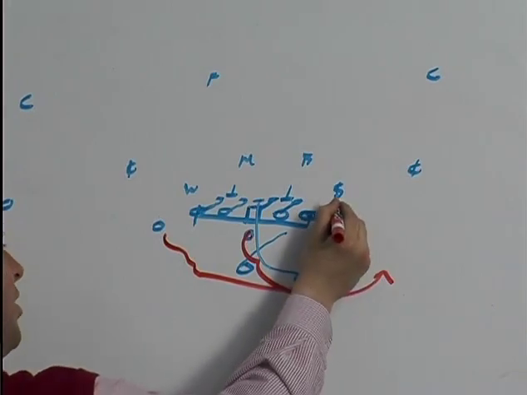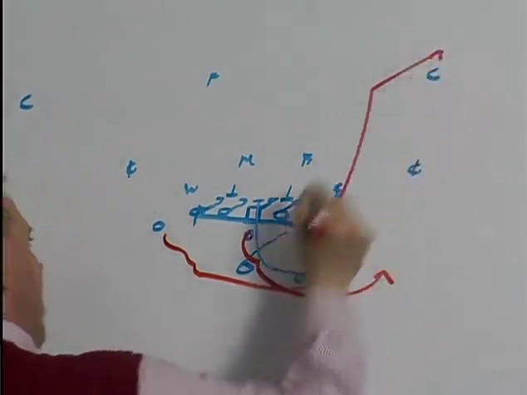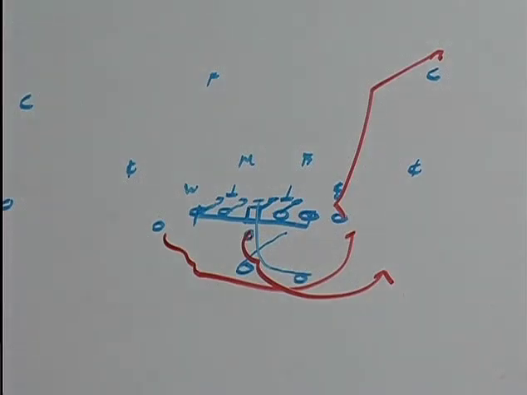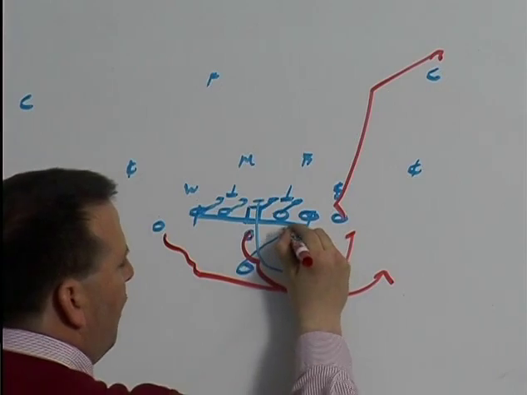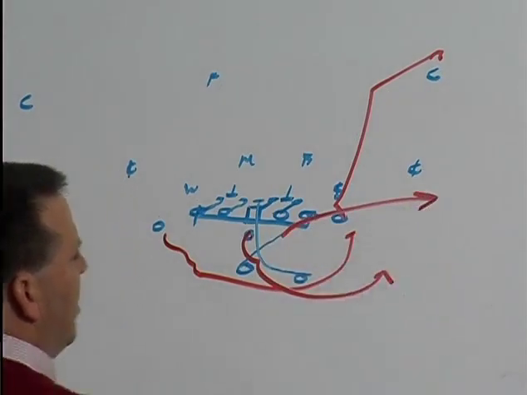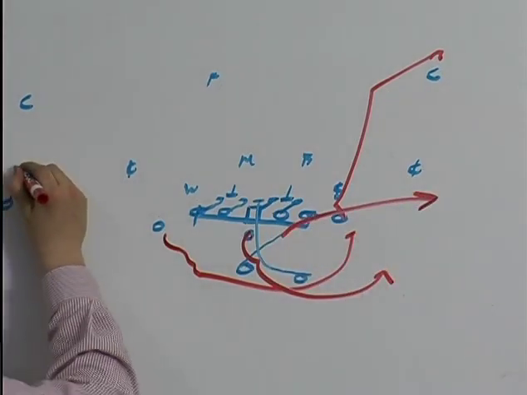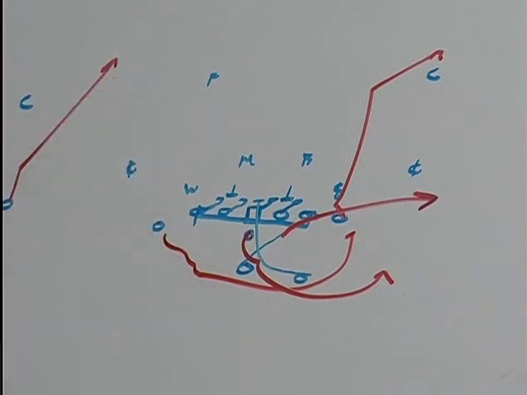Our tight end will inside release and run a corner route. Our fullback will break into the flat 4 to 6 yards and we'll get a skinny post on the backside.